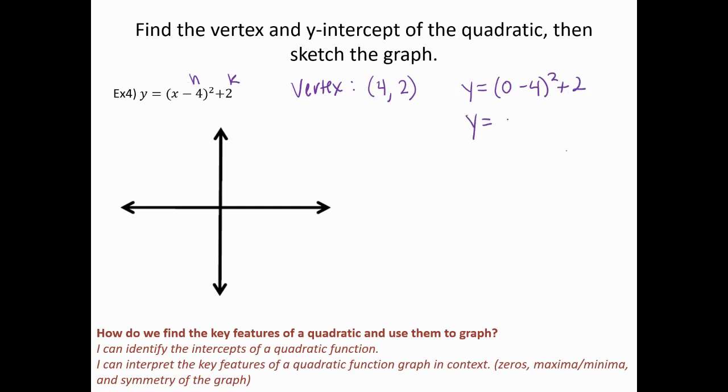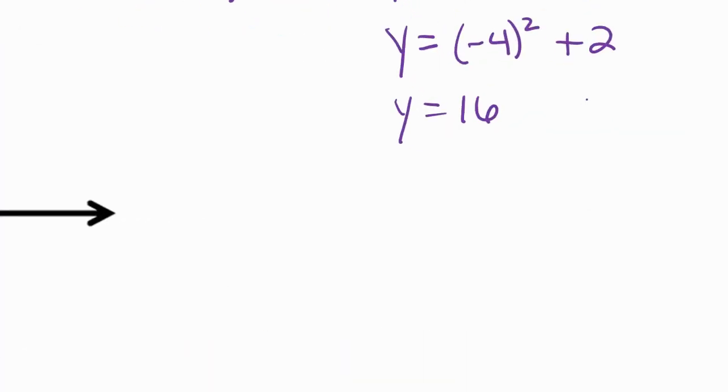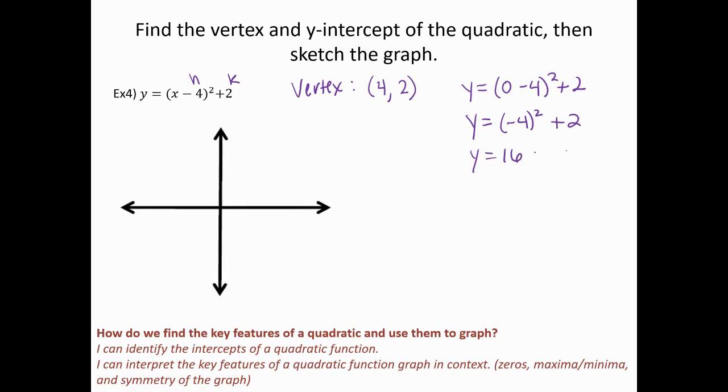When I do that, I get 0 minus 4 is -4. And then I square it, so I get 16. -4 times -4 is a positive 16. And then 16 plus 2 is going to give me 18.